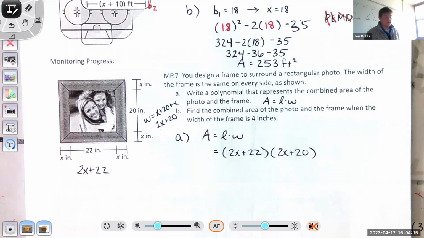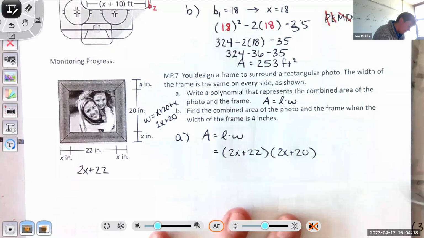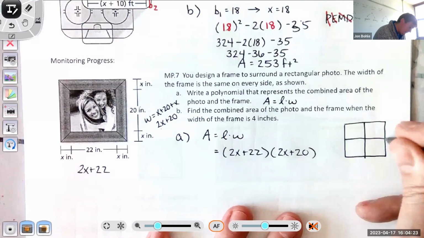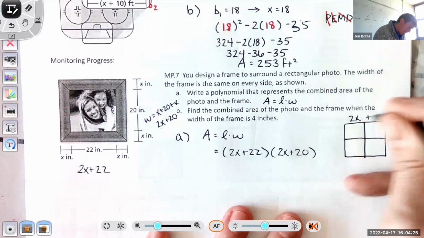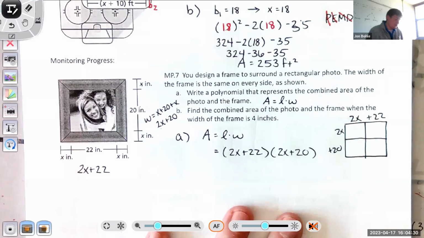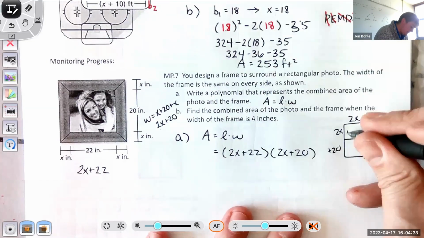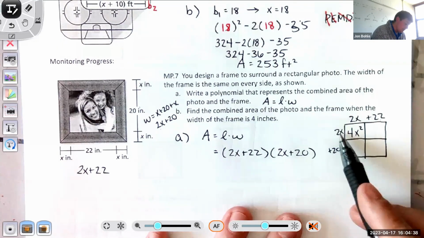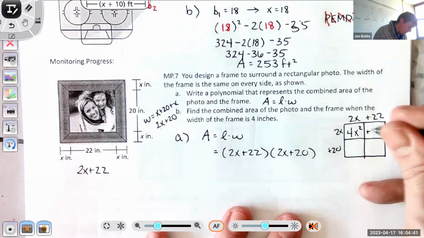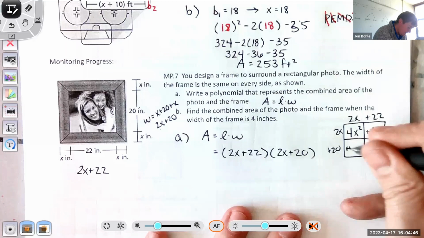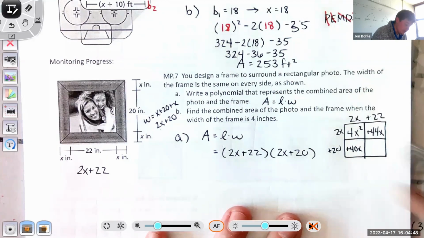So I have to multiply this. And again, in this class, we utilize the box method. If you want to use a different method, by all means, you have that right. So 2x times 2x, 2 times 2 is 4. X times x is x squared. Okay, what about 2x times 22? So 22 times 2 is 44, so this is 44x. 2x times 20 would be 40x. And 20 times 22 should be 440. I'm double checking it. It is.